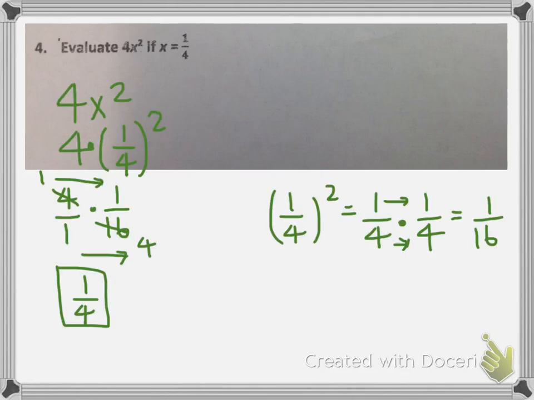So 4x squared when x equals 1/4 is 1/4, because this means 4 times x squared. Well, if x is 1/4, then that is 4 times 1/4 squared. Remember, a perfect square is when you multiply a number by itself. So I have 1/4 squared. That means 1/4 times 1/4, and that equals 1/16. So 4 times 1/16, I cross simplify and then multiply straight across, and I get 1/4.